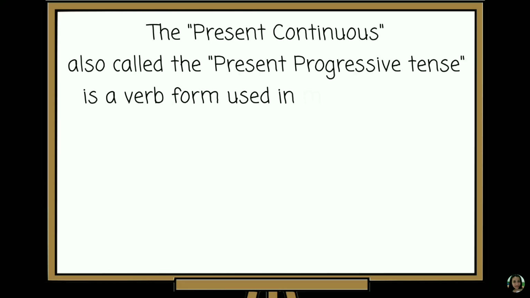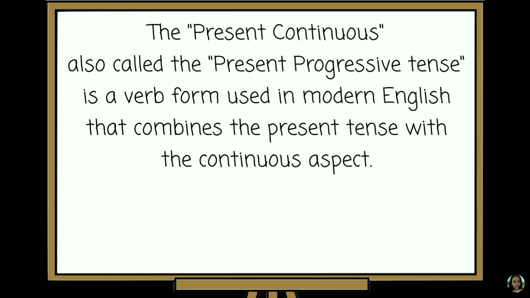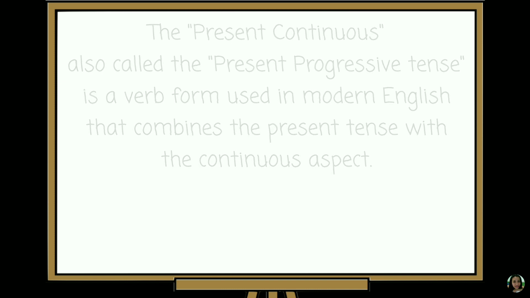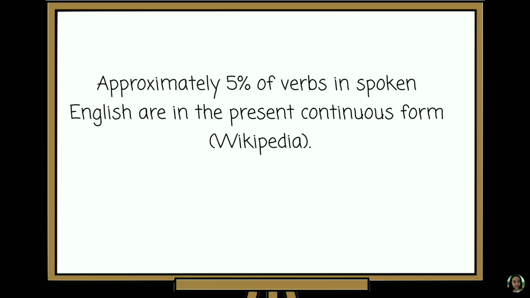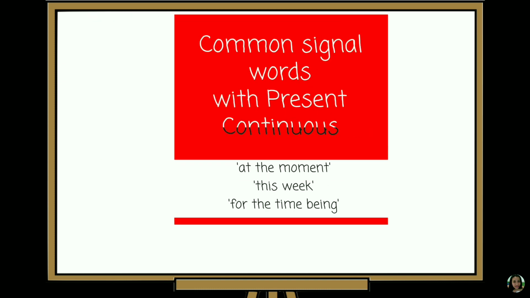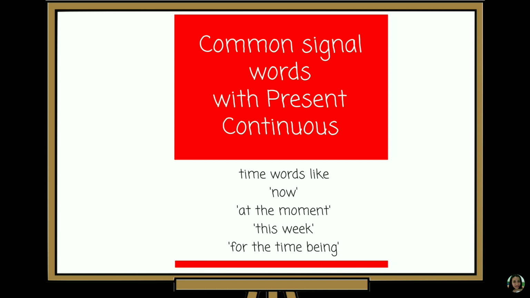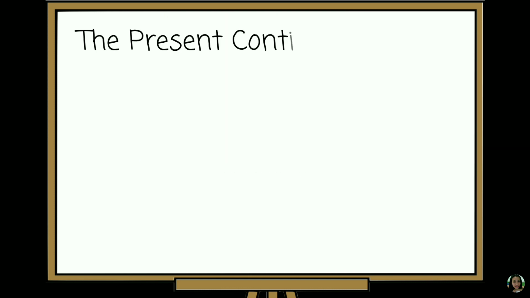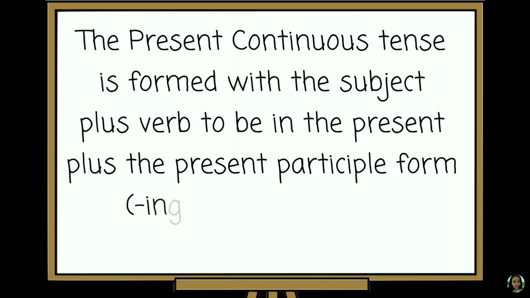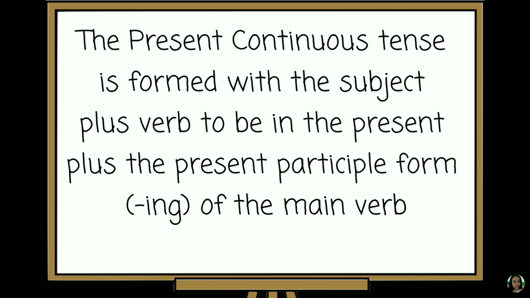The present continuous, also called the present progressive tense, is a verb form used in modern English that combines the present tense with the continuous aspect. Approximately 5% of verbs in spoken English are in the present continuous form. Some common signal words with present continuous are now, at the moment, this week, and for the time being. The present continuous tense is formed with the subject plus the verb to be in the present plus the present participle form, ing, of the main verb.